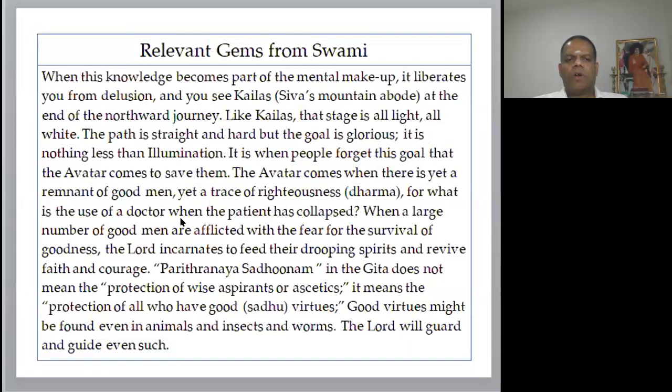For what is the use of a doctor when the patient has collapsed? When a large number of good men are afflicted, while there is fear of the survival of goodness, the Lord incarnates to feed their drooping spirits and revive faith and courage. Paritranaya sadhunam in the Gita does not mean the protection of the wise, aspirants or ascetics. It means the protection of all who have good, sadhu, virtues. Good virtues might be found even in animals and insects and worms. The Lord will guard and guide even such.